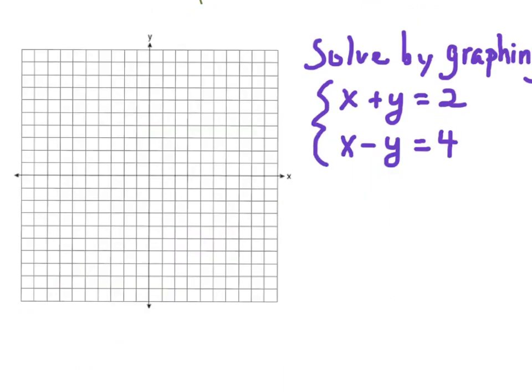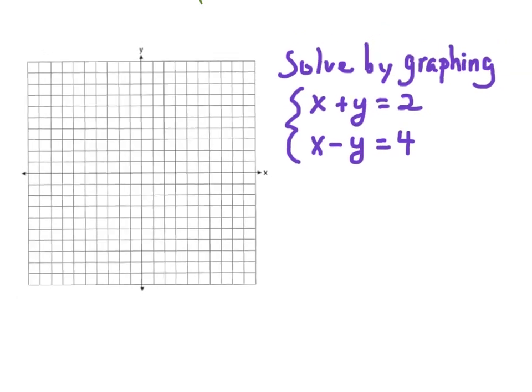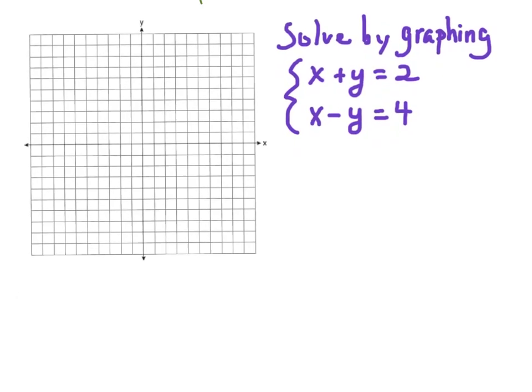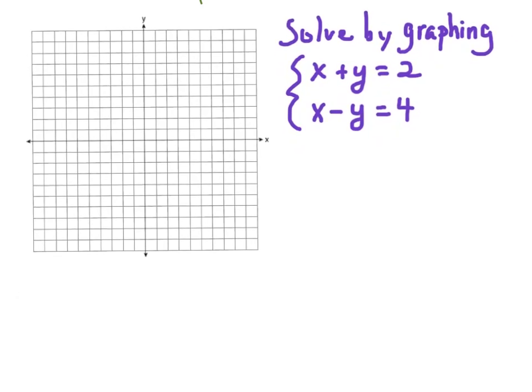Okay, here we go on this next one. I have the system I'm going to solve by graphing. Move this over just a little bit, shrink it up. Solve by graphing x plus y equals 2, and the other equation of the system is x minus y equals 4. So I'm going to take the first equation, convert it to slope-intercept.